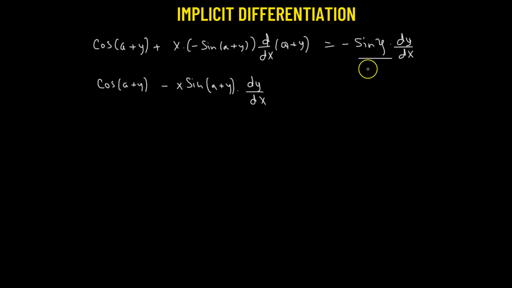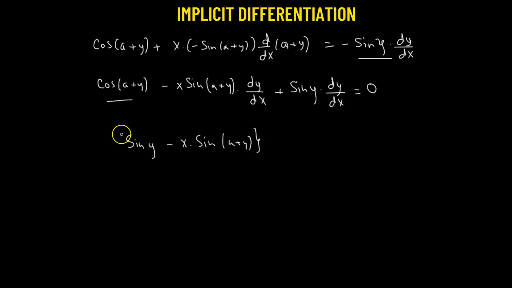So let's transpose this term from the right hand side to the left hand side. So we have positive sine y times the derivative of y with respect to x equals 0. We'll transpose this to the left hand side. So we have sine y minus x times sine of (a plus y), whole multiplied by the derivative of y with respect to x. Here we have combined the second term and the third term, and we'll be taking cosine of (a plus y) to the right hand side. So we have negative of cosine of (a plus y).